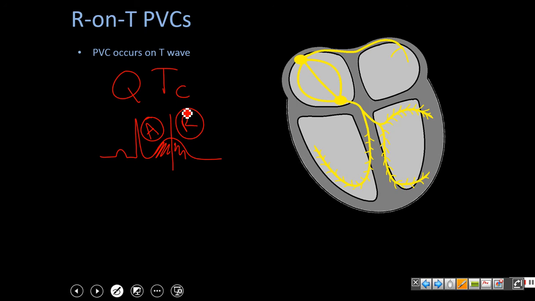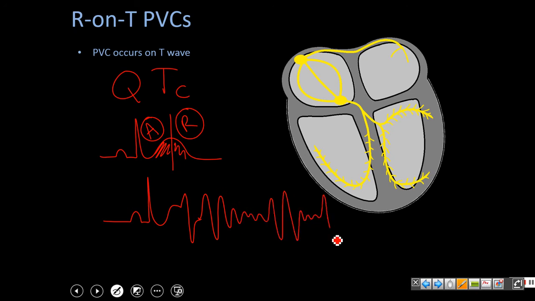Now, the problem with this is that those cells are very vulnerable. They're in a vulnerable state during that time, and if there is an electrical stimulus within the ventricles that causes them to depolarize, it can cause them to develop into a lethal arrhythmia. So, for example, if your patient has an R on T PVC, it can cause torsades, which we'll talk about in a minute, or ventricular fibrillation, which are lethal arrhythmias.